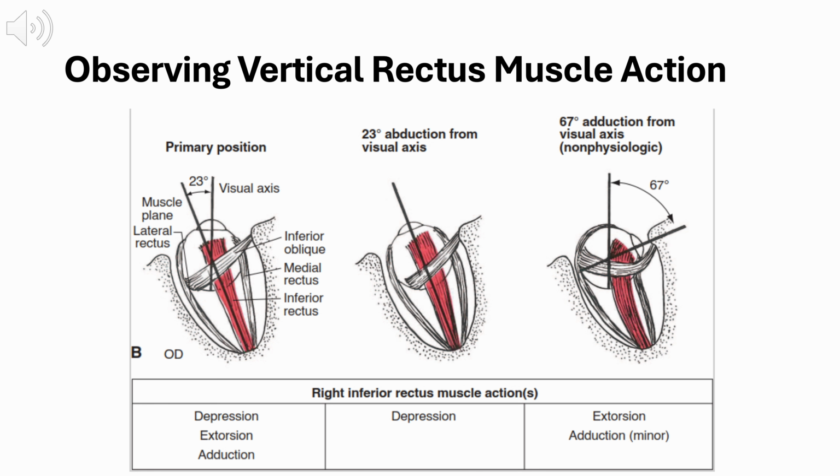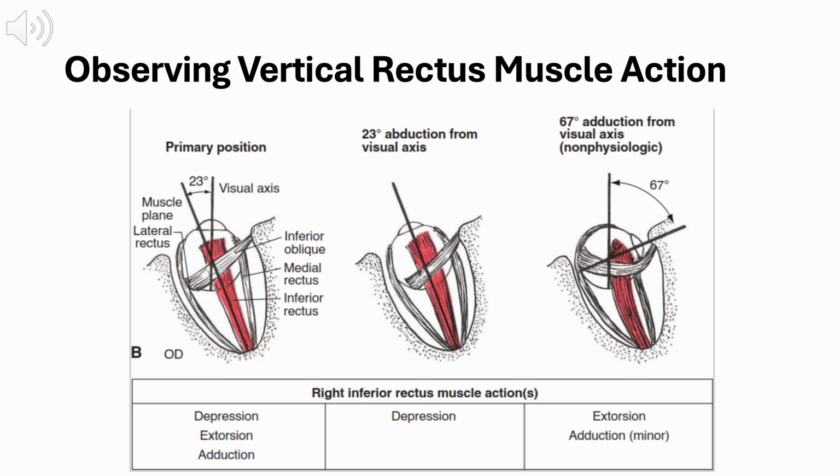You get depression as the main vertical effect, along with extorsion and a small adducting component. When the eye is abducted, demonstrated in the middle image, the visual axis aligns with the muscle plane. In this position, the inferior rectus acts as a near pure depressor. This is why we abduct the eye when we want to isolate inferior rectus function on exam.